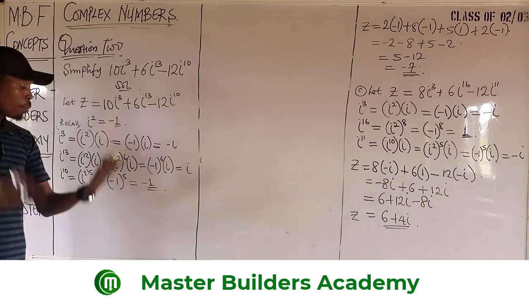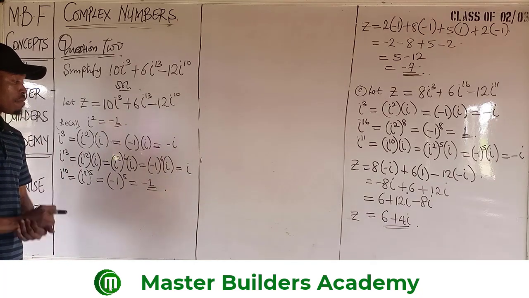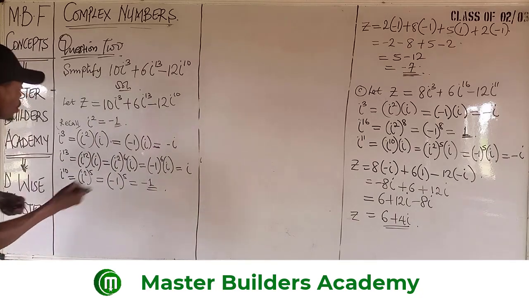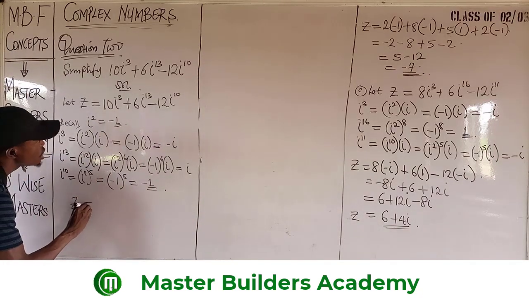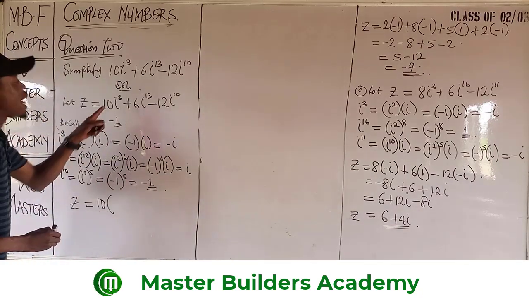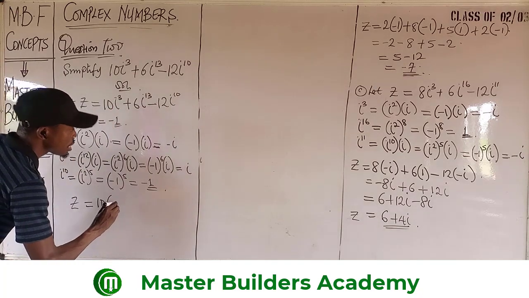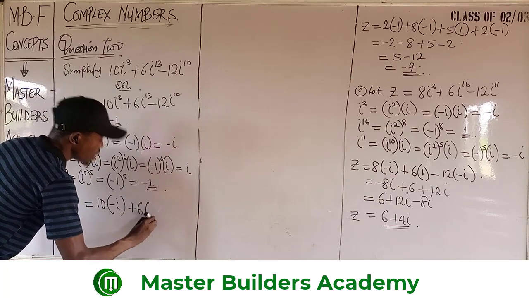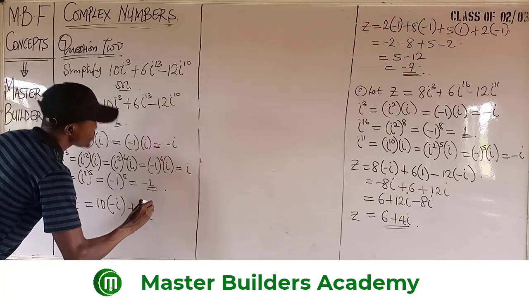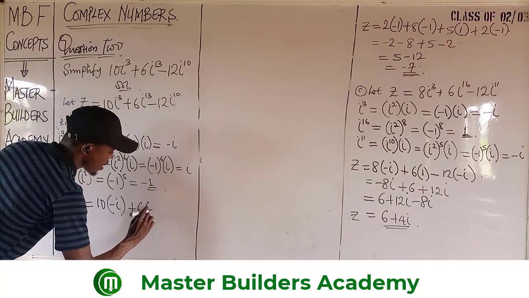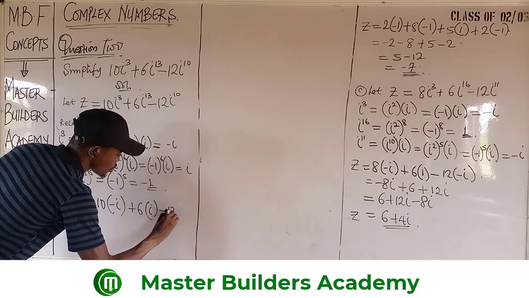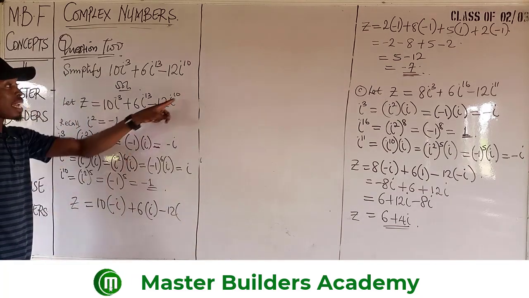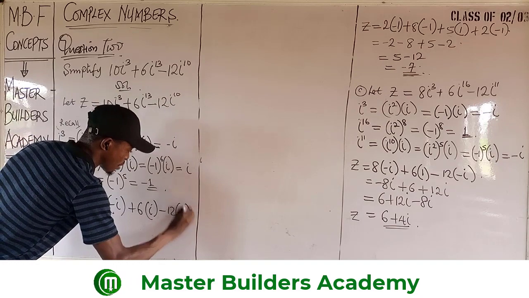So all we simply need to do now is anywhere we see i raised to the power of 3, we put in the value. Anywhere we see i raised to the power of 2, we put in the value. Anywhere we see i raised to the power of 6, put in the value. It's as simple as that. So we have that Z is equal to 10 into i raised to the power of 3 is -i. And then plus 6 into i raised to the power of 13 is i. And then -12, i raised to the power of 10, like we have it here, is -1.